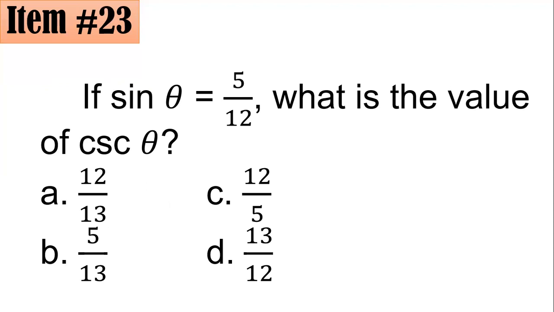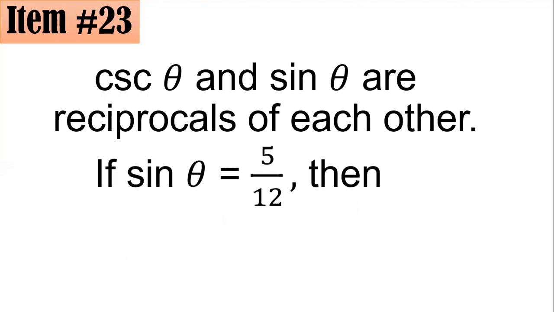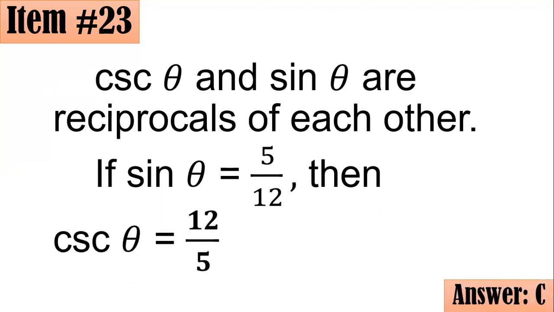I think many of you or some of you will solve for the value of the remaining side. But I believe that's not necessary because cosecant and sine are reciprocals of each other. Hence, if sine theta equals 5/12, then cosecant theta is 12/5. Letter C is the correct answer. I hope you got this correctly as well.